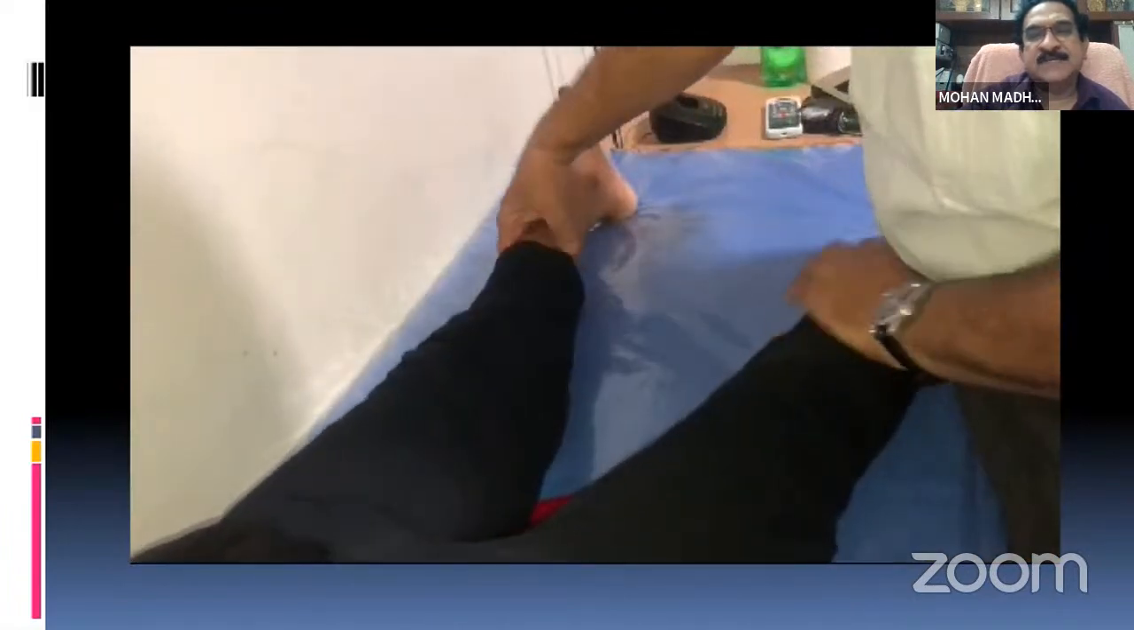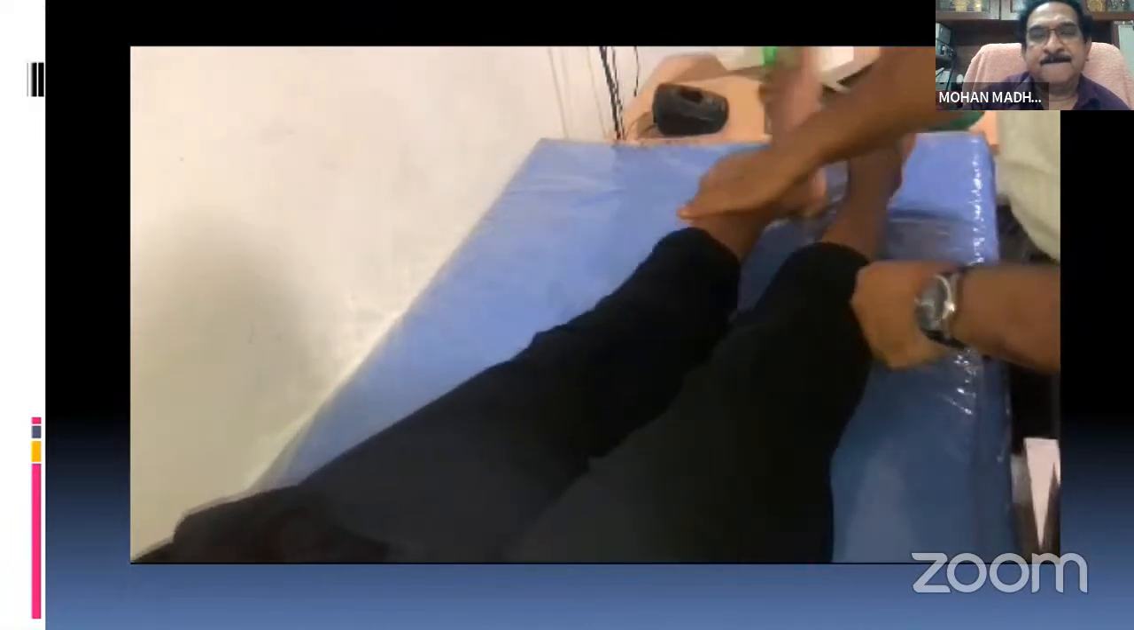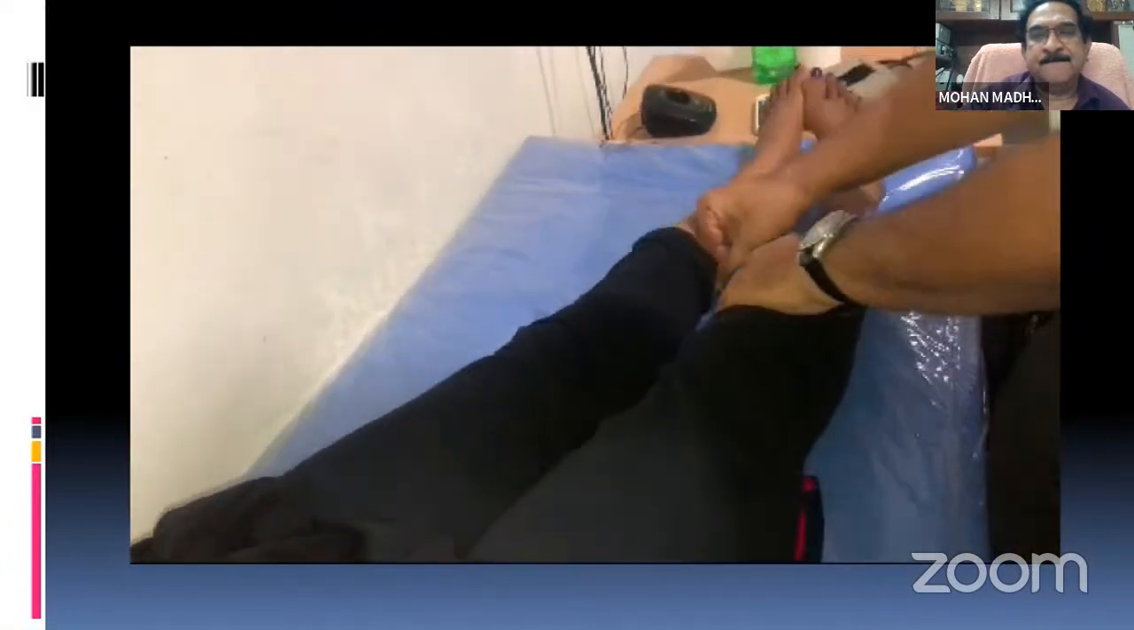Hip flexion was slightly weak, almost normal. Hip extension is normal. Abduction, adduction normal. Knee extension normal. Knee flexion normal. But dorsiflexion was bilaterally weak.